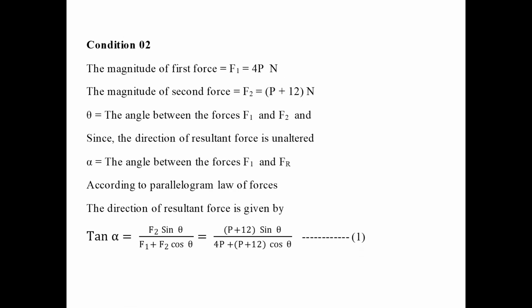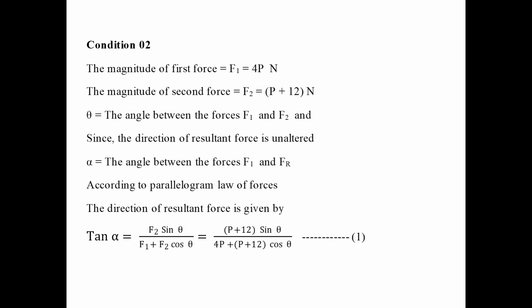Coming to the second condition in this problem. In the second condition, F1 is 4p Newton, as the first force is doubled. The second force is increased by 12 Newton, so F2 is equal to p plus 12 Newton. In the second condition, theta is the angle between the forces F1 and F2. Since the direction of the resultant force is unaltered, between the resultant force Fr and the force F1, alpha is the same angle.